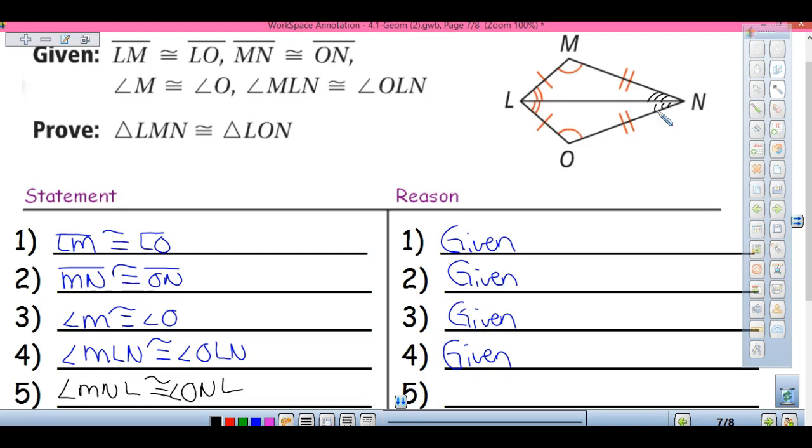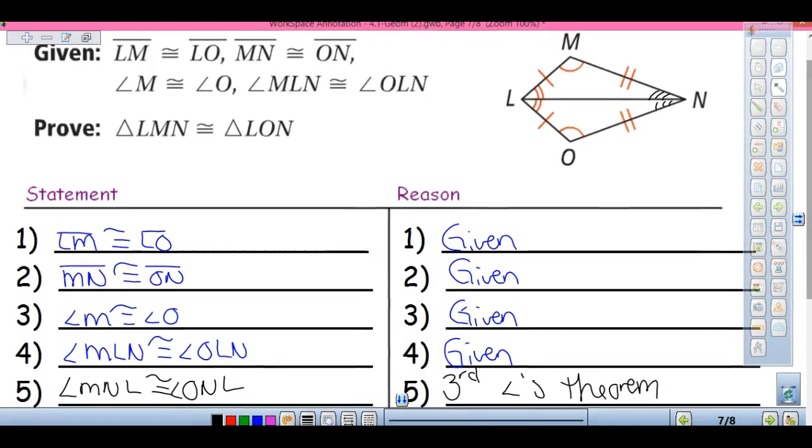Okay? So, time out. Why was this congruent? Third angle. Third angle theorem. Okay, so we need a third side. What side do we not have congruent? This one, right? Can I say that it's congruent? I can't? Because it's what? Isn't it the same line?